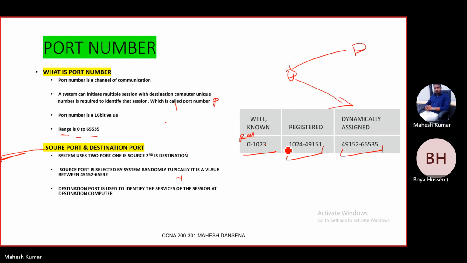So this is the port number and how it is used. The destination port is used to identify the service of the session at the destination computer. The source PC will randomly choose any port number and send it, and based on that port number it will receive the reply. That is the meaning of this sentence.